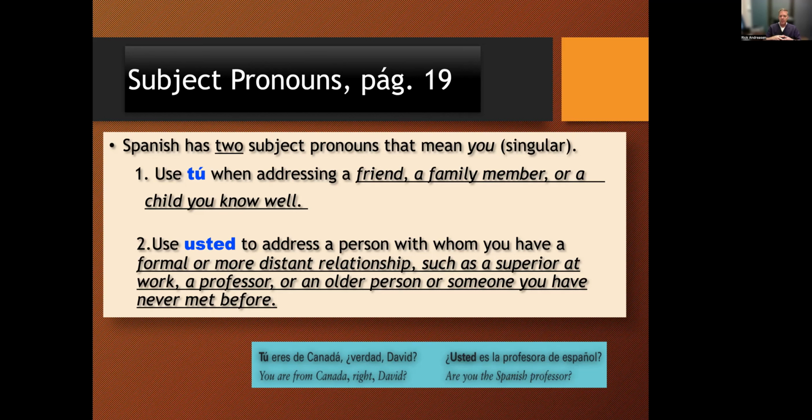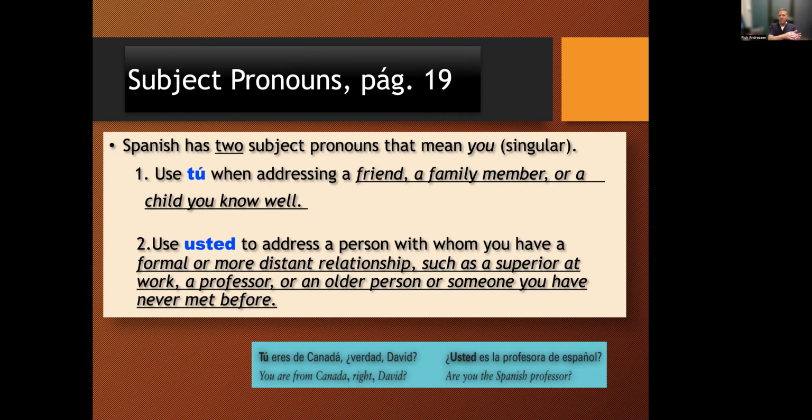So some examples in the bottom, and I'll have you repeat this after me, okay? So, tú eres de Canadá, ¿verdad, David? So repeat that. Tú eres de Canadá, ¿verdad, David? You are from Canada, right, David? And then, usted es la profesora de español. Usted es la profesora de español. Are you the Spanish professor?